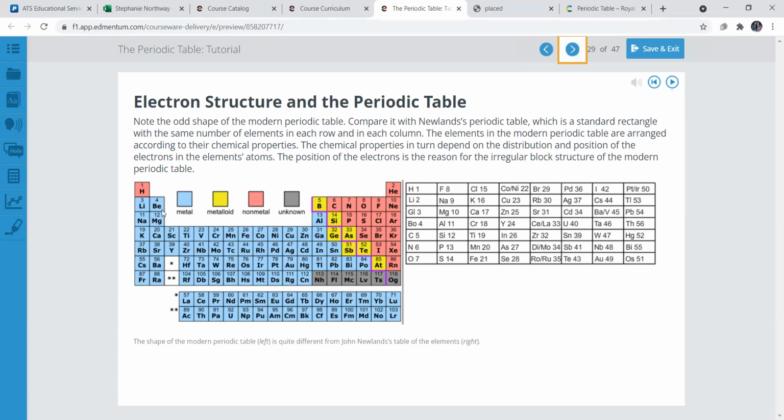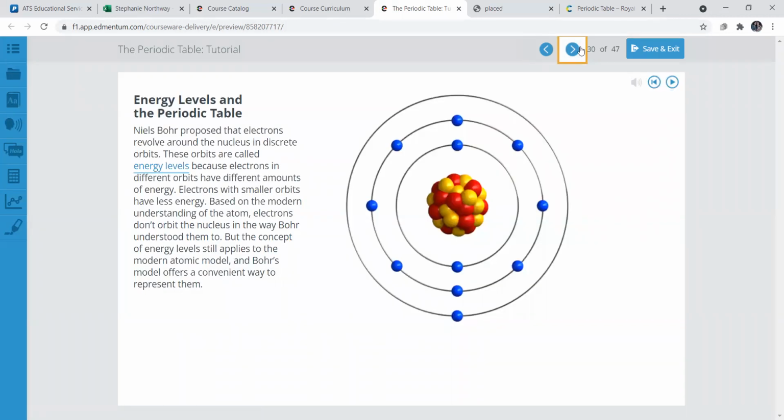So then we have the metals, metalloids, nonmetals, and unknown. This group right here, the last of the elements, they are unknown. We're not quite sure what they are. But elements are also arranged by the electrons in their outer shells. As you can see, here's an example of the electrons in their outer shells.